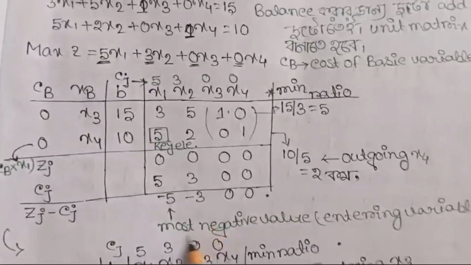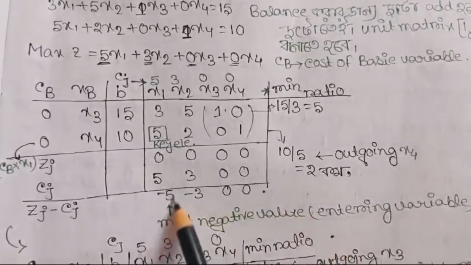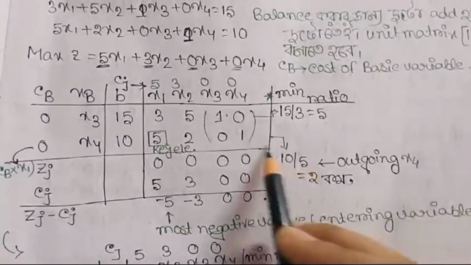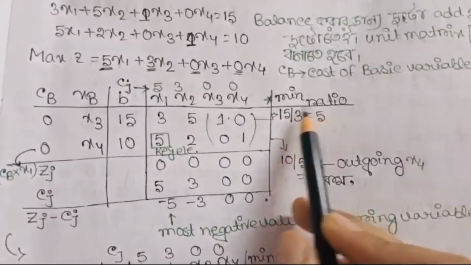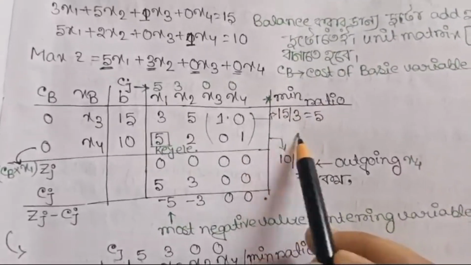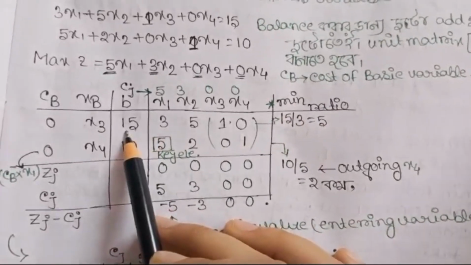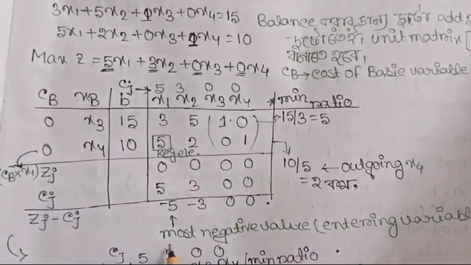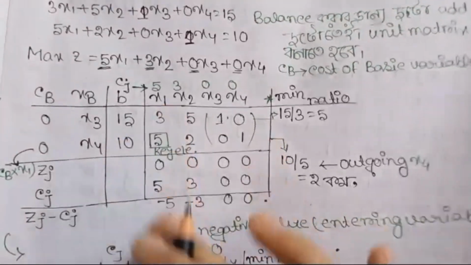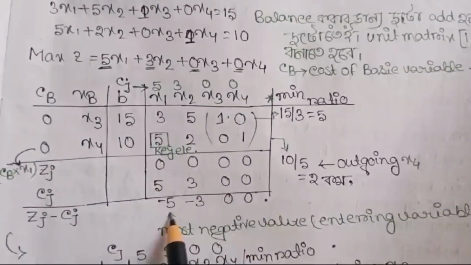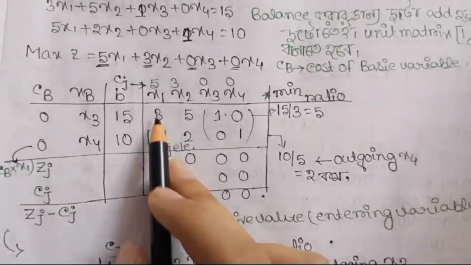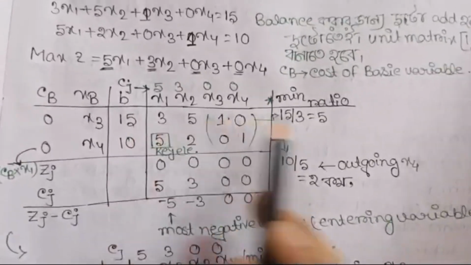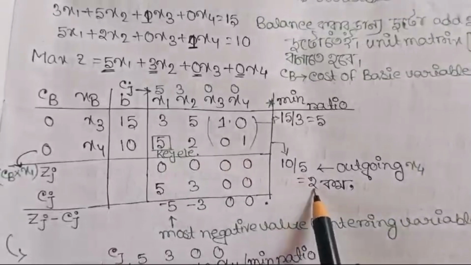Now we have to find the most negative value. This is minus 5, so this will be the entering variable, and we have to calculate the minimum ratio. So how do we calculate the minimum ratio? We divide the b values by the entering column, since from this column the variable will enter. So 15 by 3 is 5, and 10 by 5 is 2.